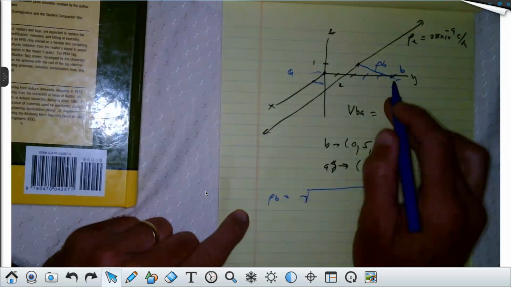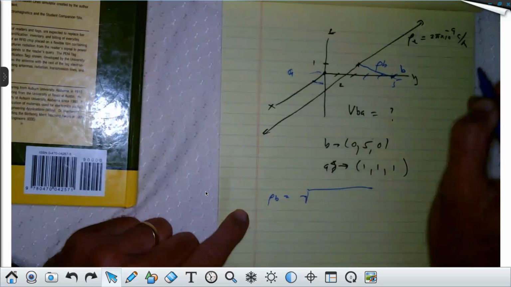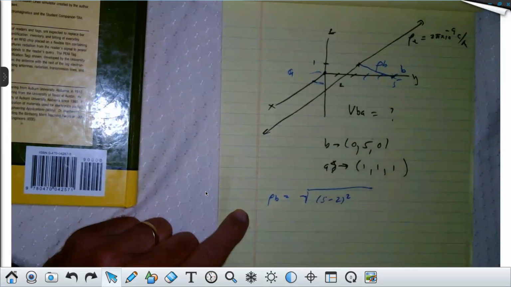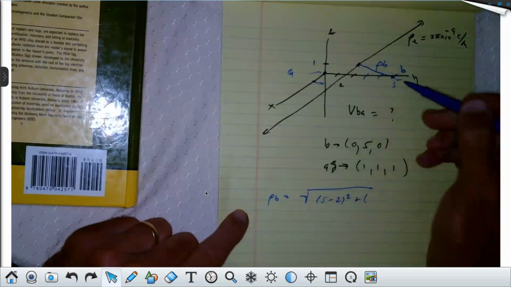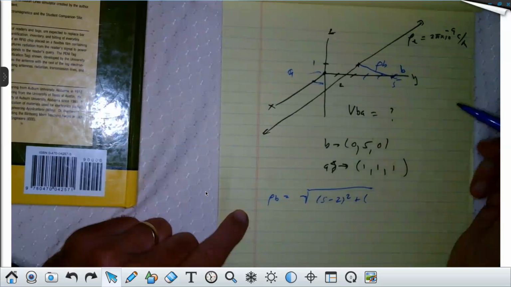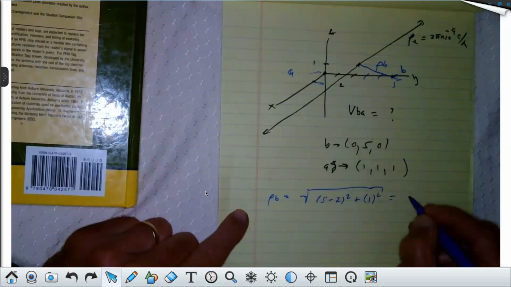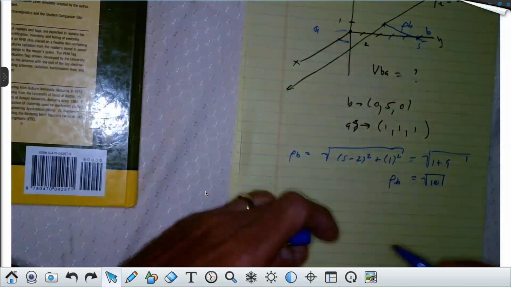Now, x doesn't matter. It doesn't matter where it is in x, because it's an infinitely long line charge. X has no bearing. But what's the difference in y? It would be 5 minus 2, right, squared. Agreed, class? What's the difference in z? 0 minus 1, or minus 1 squared. Do you all agree with that? So it's really just 1 squared. And that's going to be what? Square root of 1 plus, and then this is 3 squared is 9. So it's equal to the square root of 10. You agree with me? That's rho B. What is rho A, anyone?